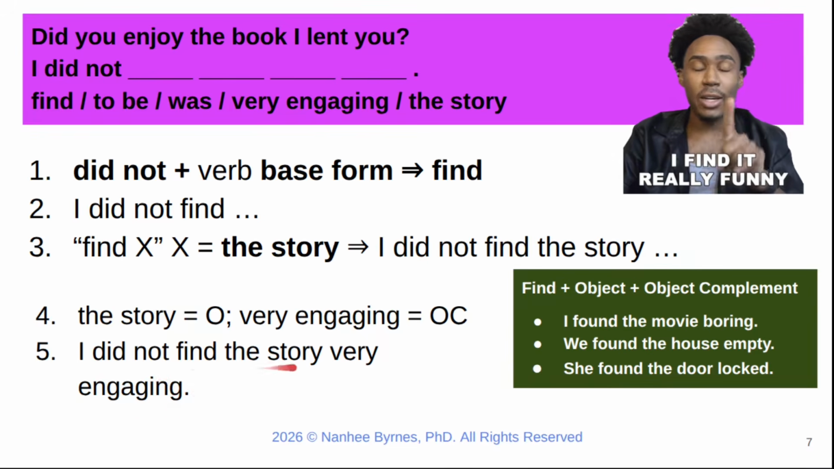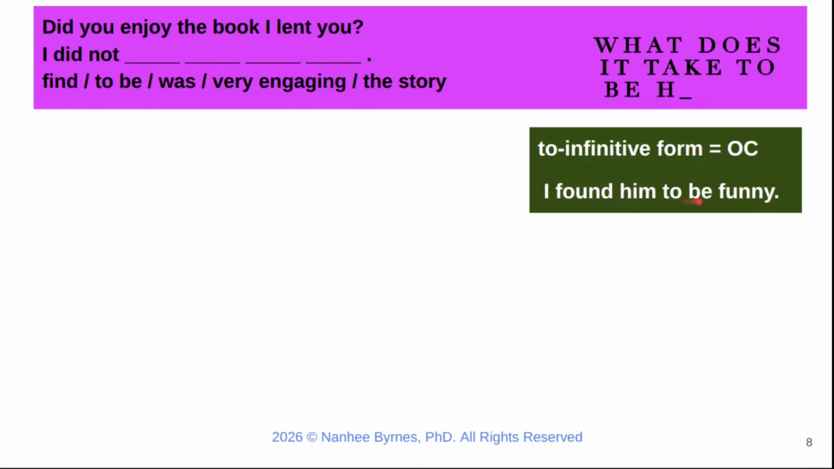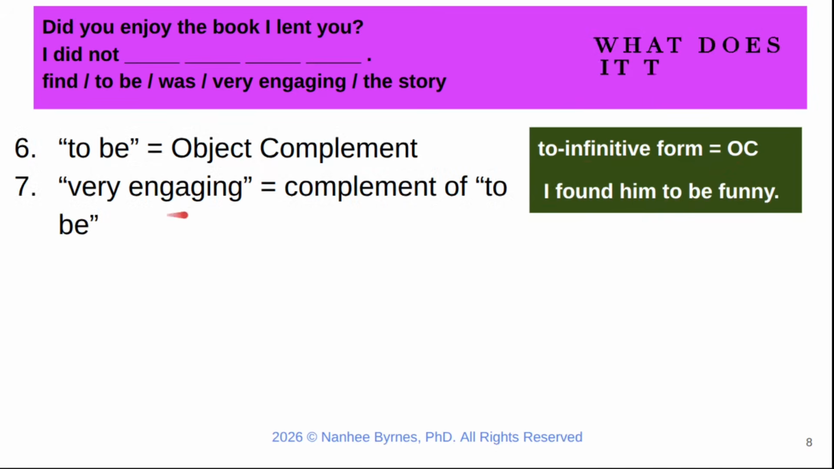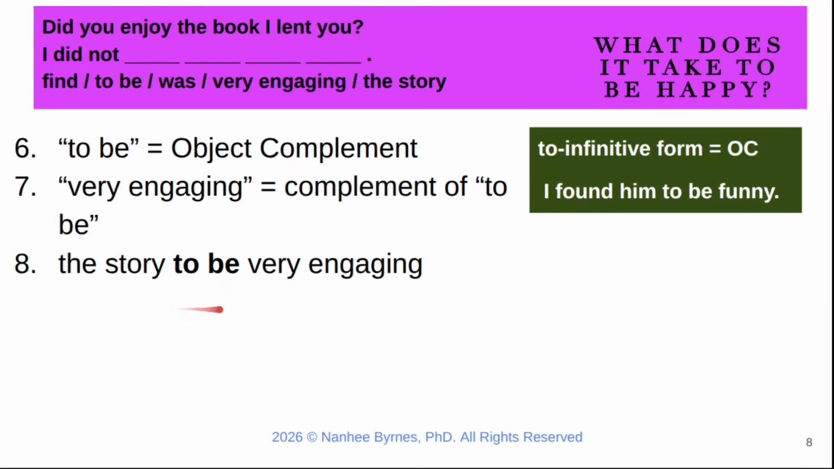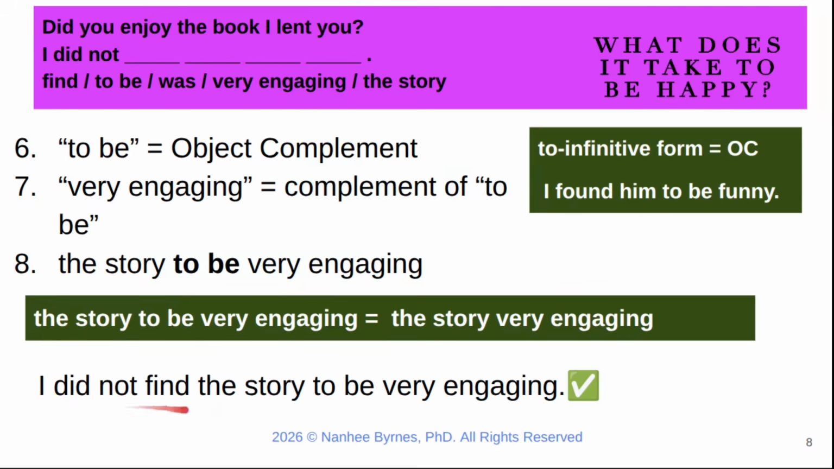There's still one word left, to be. In pattern 5, the object complement can also take a to infinitive form. Example, I found him to be funny. Adding this before the adjective gives us, I did not find the story to be very engaging. While to be isn't strictly necessary, it's often included in formal or written English to emphasize the judgment. Correct sentence: I did not find the story to be very engaging.